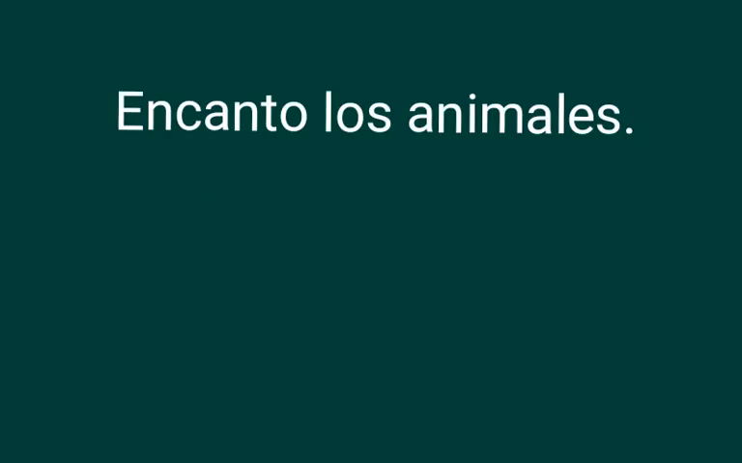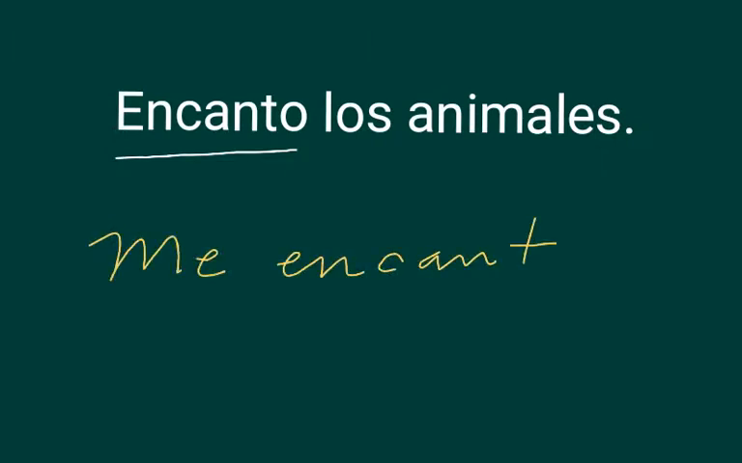So what's the problem with this sentence? Encanto los animales. Well, the problem is here with encanto. Encantar is a verb like gustar. So if you want to say you like animals, you say me gustan los animales. If you want to say you love animals, then you say me encantan. Me encantan los animales. Encantar is a gustar type verb, and there's a section in your blue pages you can look at to review gustar type verbs.